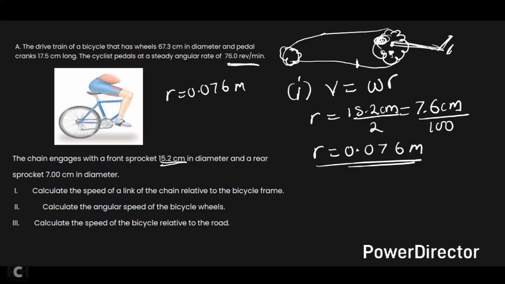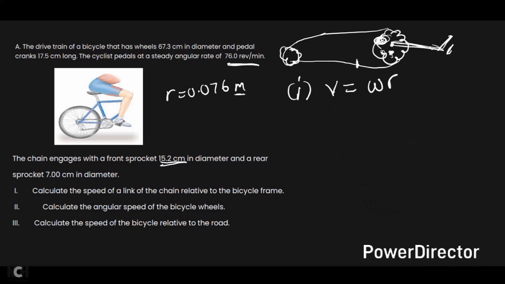Now the next thing, you have to calculate the omega. So the omega has already been given, which is 76.0 rev per minute, but we can't use that one because we have meters here. So because we have meters here, meaning that we have to convert that one to rad per second. So how are you going to find rad per second? So to do this one now, you have to say 1 rev is equal to 2 pi radians.